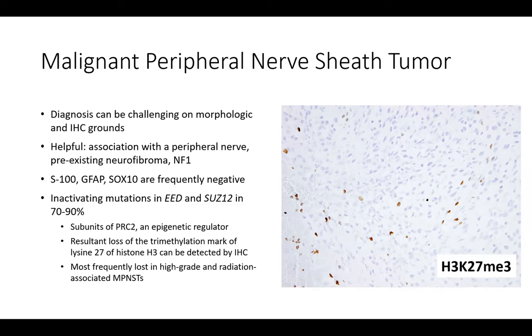We now know that these will have inactivating mutations in the genes EED or SUZ12 in 70 to 90% of cases. And these are genes that encode subunits of the polycomb repressor complex 2, which is an epigenetic regulator. And this results in the loss of the trimethylation mark of lysine 27 of histone H3. And this loss of trimethylation can be detected by immunohistochemistry, as shown here, where you can see the tumor cells in the cell block are completely negative, and these are all inflammatory cells that have retained expression.